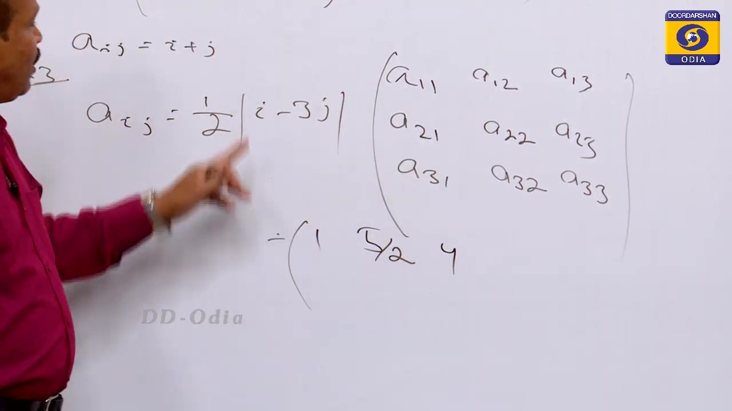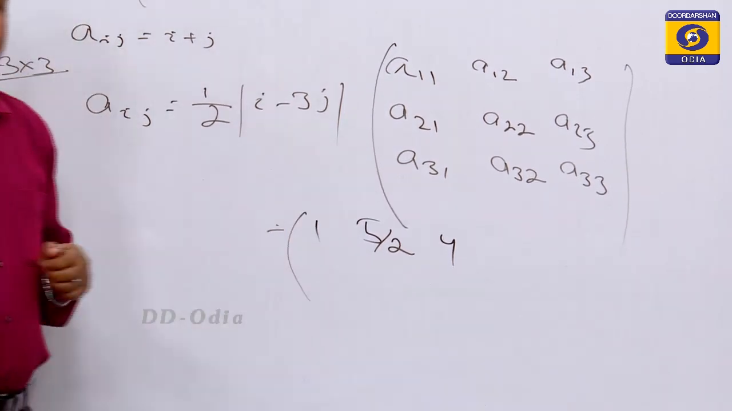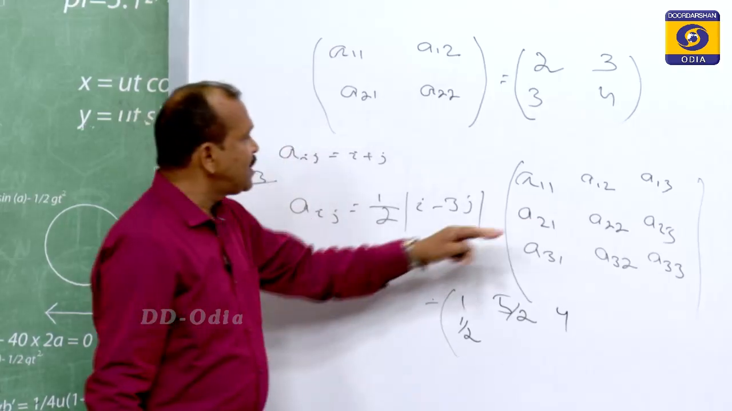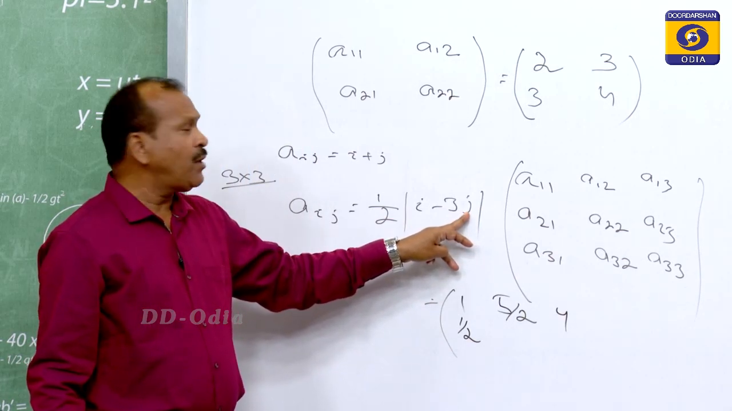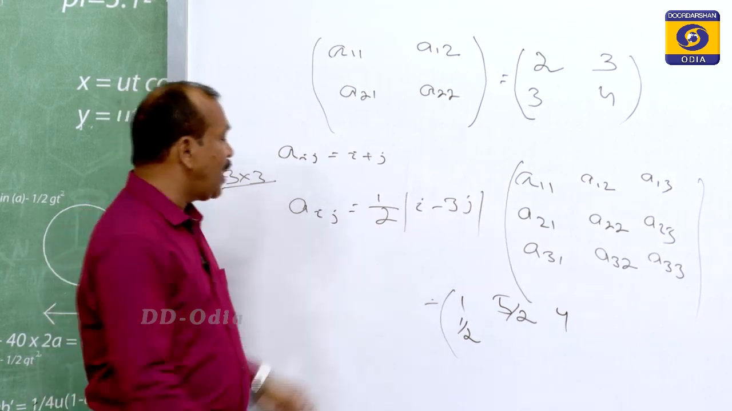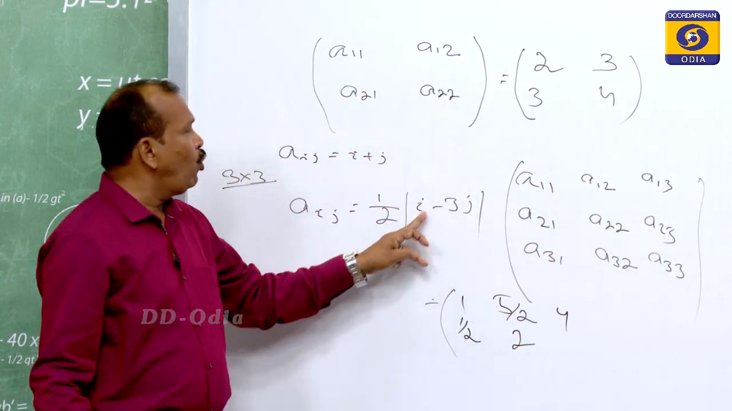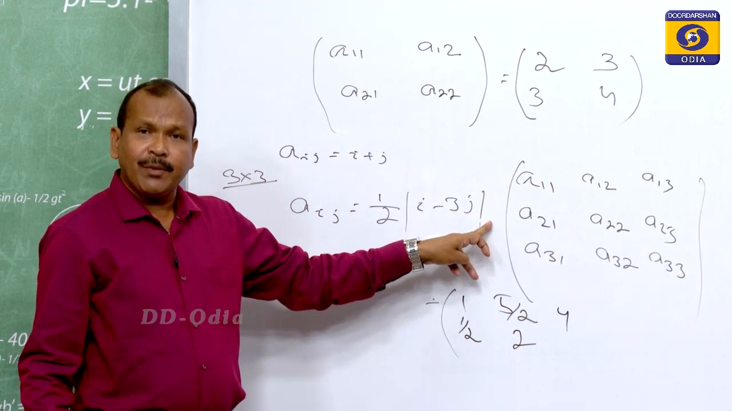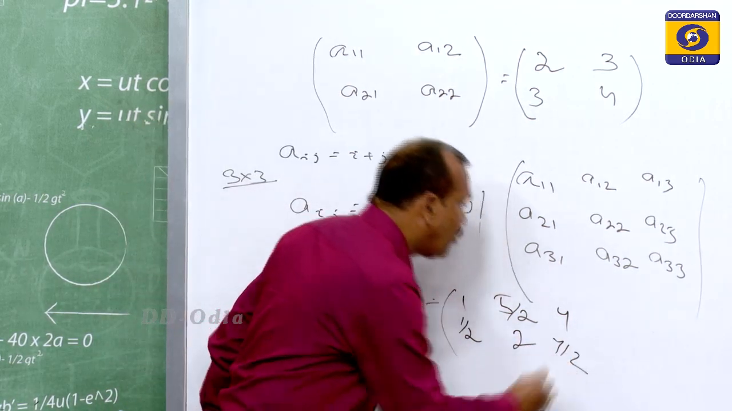Similarly, A21 is 2 minus 3 into 1. 2 minus 3 becomes minus 1. The mod becomes 1, that is 1 by 2. Similarly, 2 minus 6 becomes minus 4. Minus 4 the mod becomes 4. 4 by 2 becomes 2. Similarly, A23 becomes 2 minus 3 into 3, that is 9. 2 minus 9 becomes minus 7. Minus 7 the mod becomes 7 by 2.